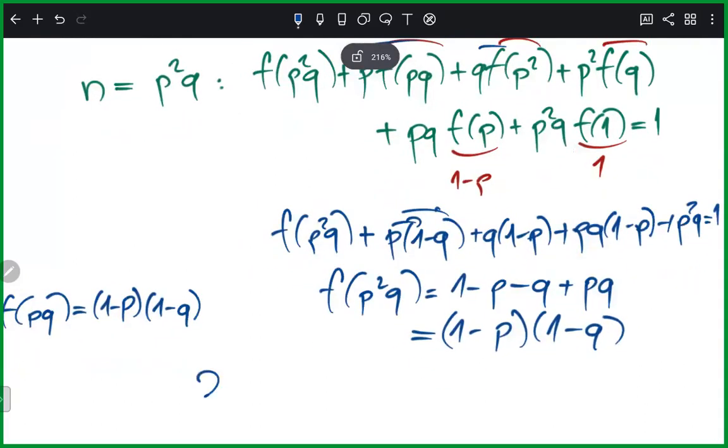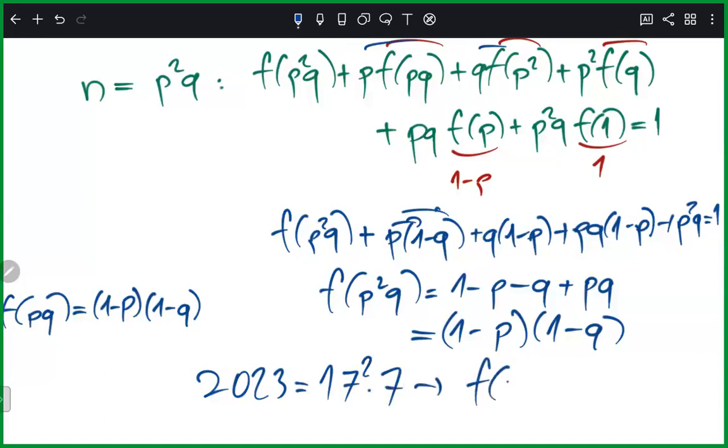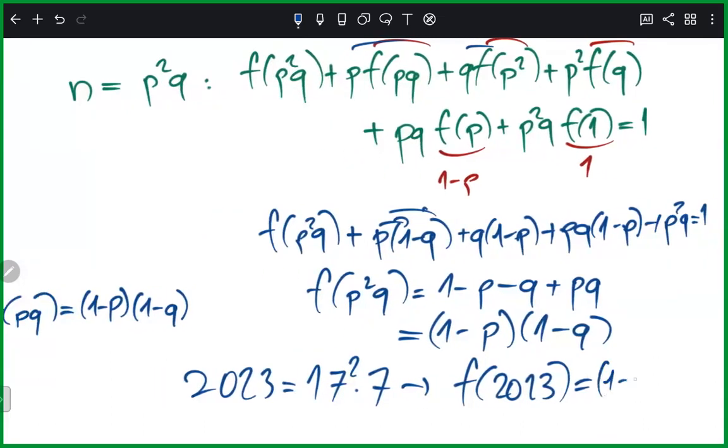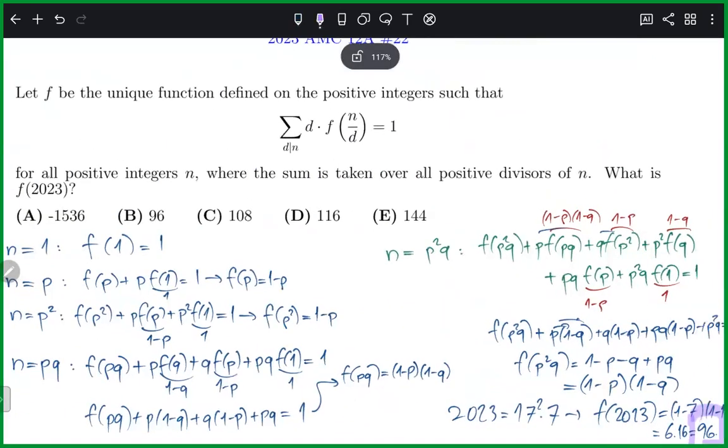And then since 2023 equals 17 squared times 7, then f(2023) equals (1 minus 7) times (1 minus 17). And this is 6 times 16, which is 96. And 96 is our answer, which is B.